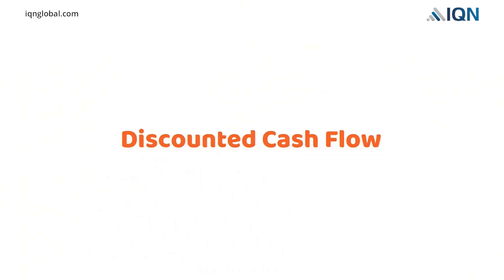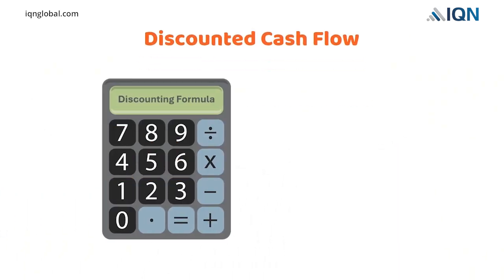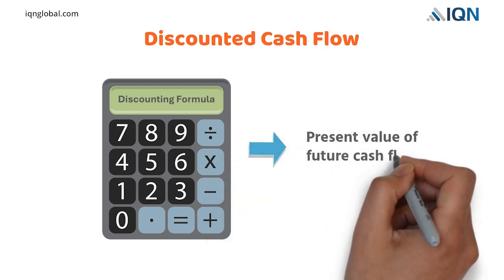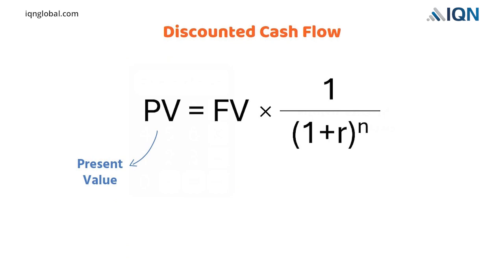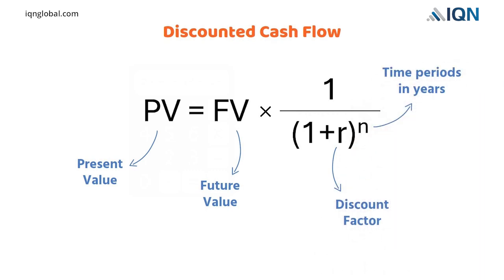Discounted cash flow. There is a discounting formula which helps us to calculate the present value of future cash flows. PV is equal to FV multiplied by 1 divided by (1 plus R) to the power n, where PV is the present value of cash flows, FV is the future value of cash flows, R is the discount rate, that is the organization's required rate of return from a project, and n is the number of time periods in years.